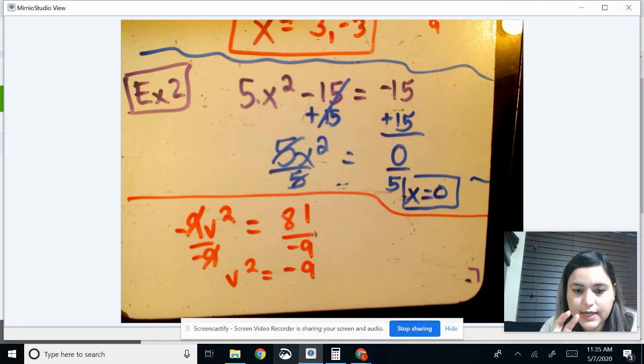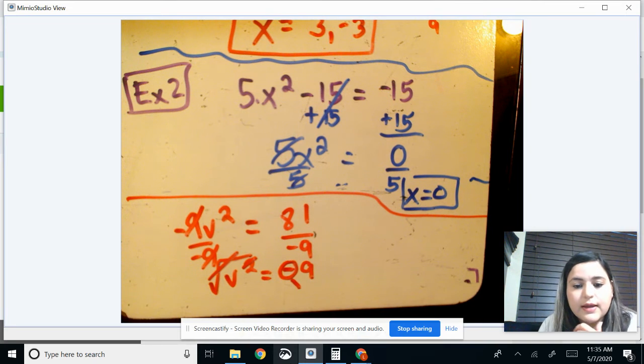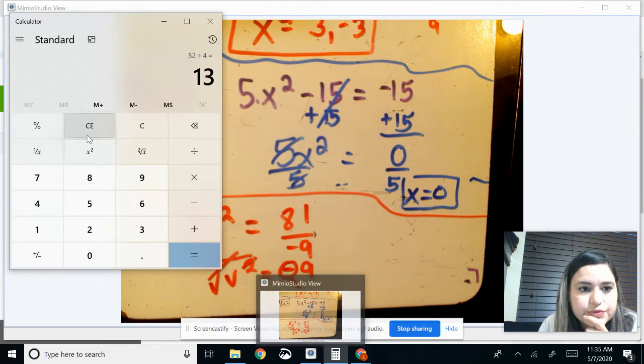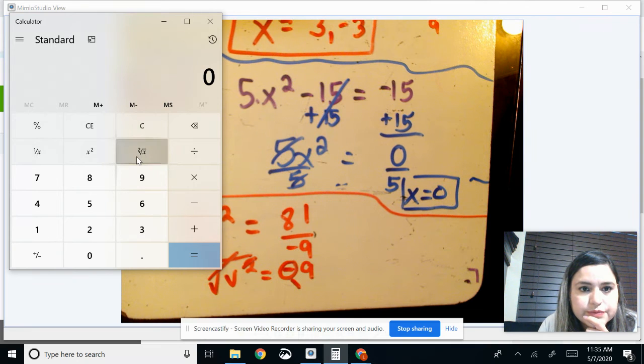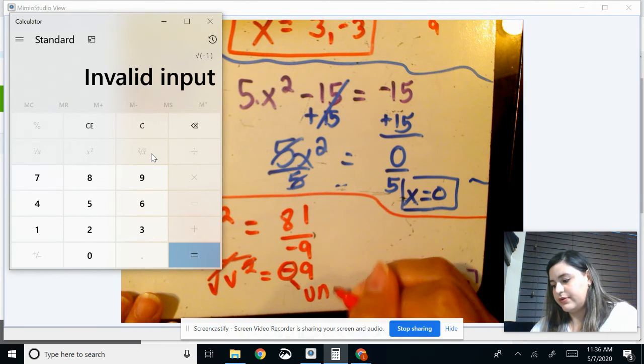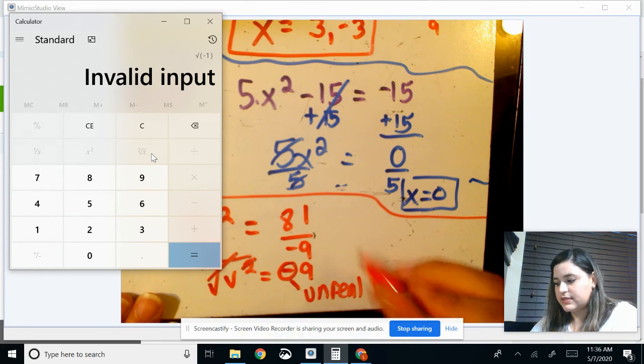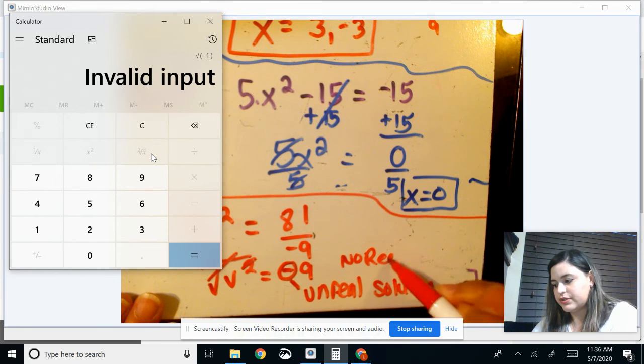And this is where I want you to kind of stop here. Remember what I told you about negative inside? I'm going to show you really quick. If I do a square root of a negative answer, I'm just going to show you. So let's say I have 1 and it's negative, and I want to get the square root of that. What happens? I have an invalid. Why is it invalid? Because it's unreal. So whenever you have that negative inside, that's no real solutions.